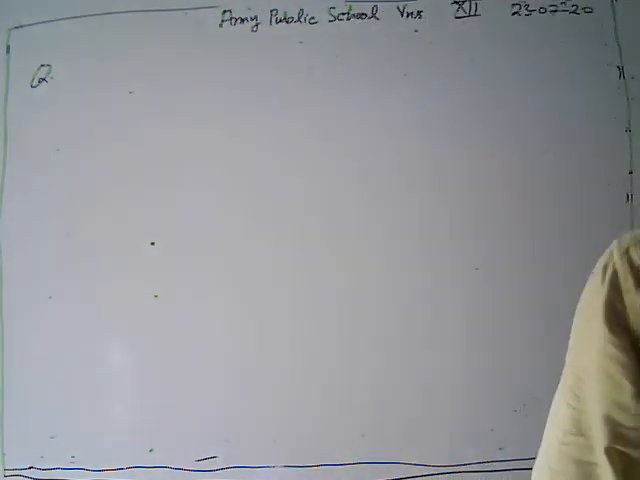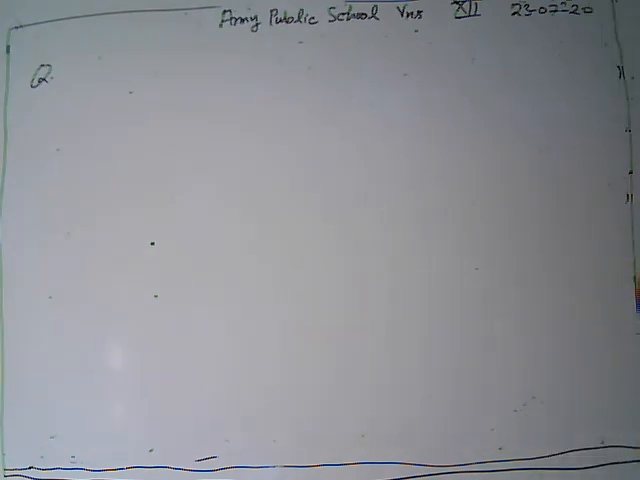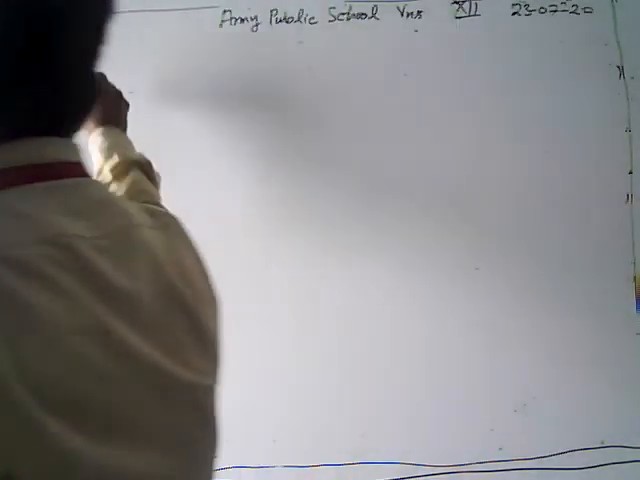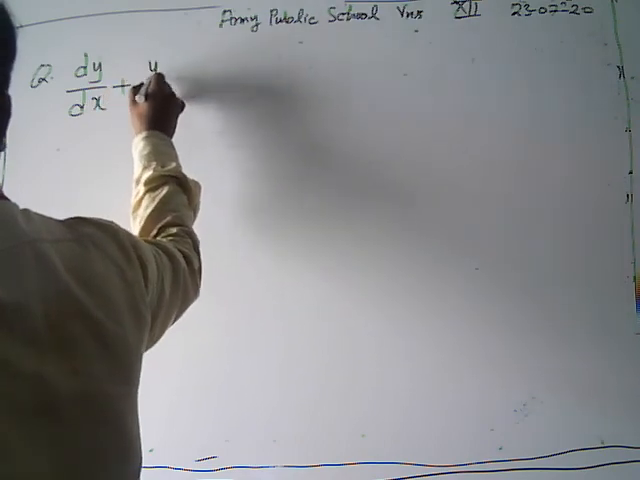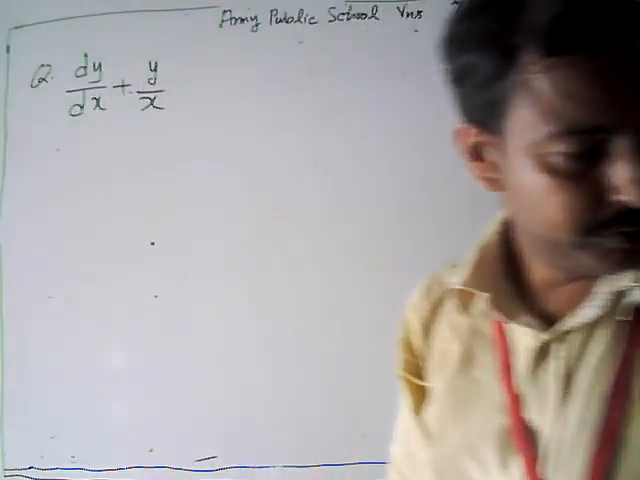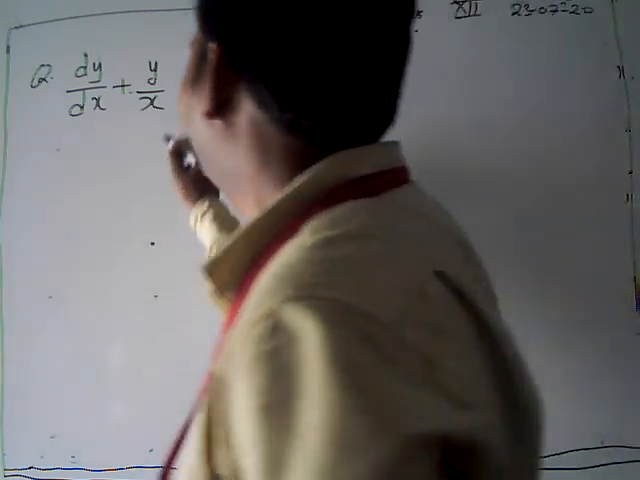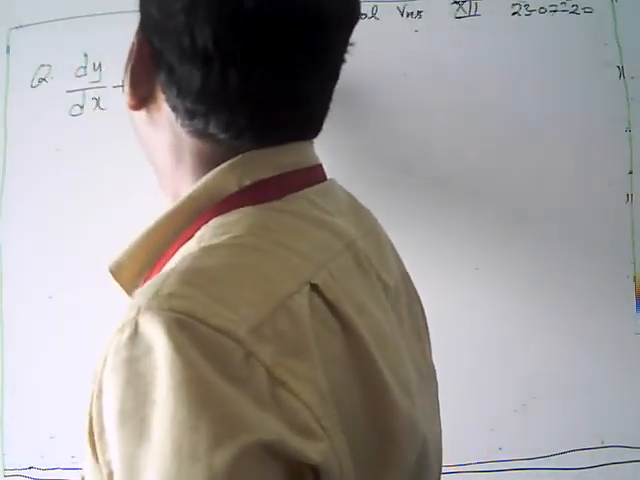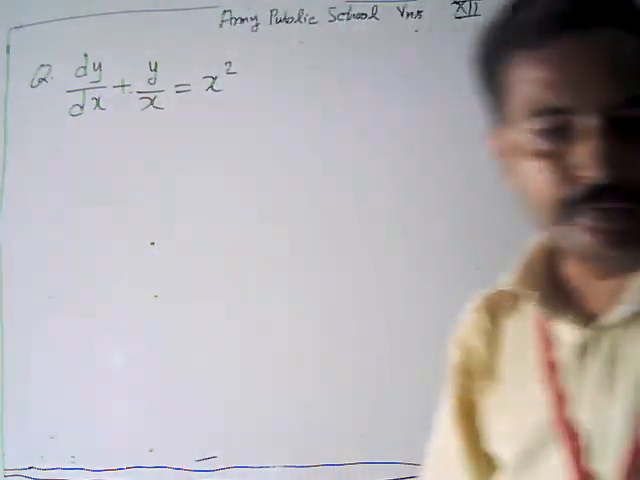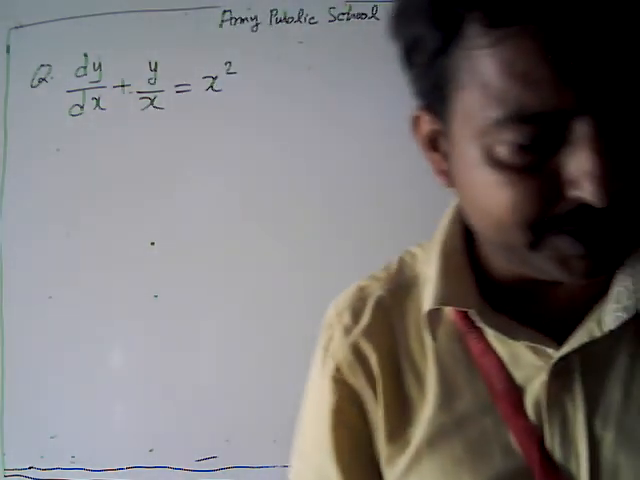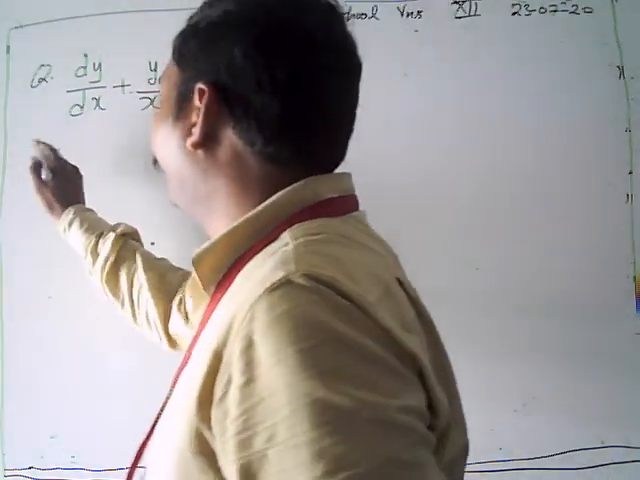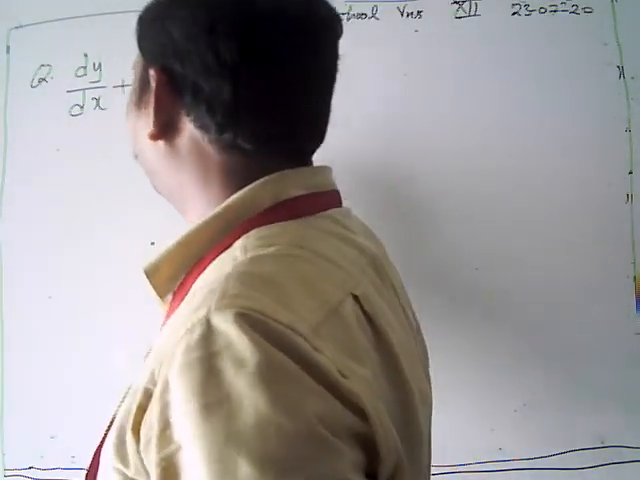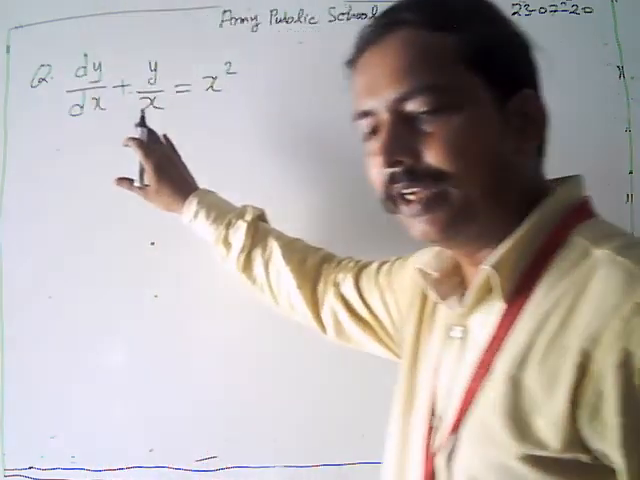Look, in our next problem, we have the differential equation dy/dx plus y by x is equal to x square. For this differential equation, find the general solution. Again, it's an NCERT textbook problem. First of all, we write it in standard form. Already it's in our standard form.